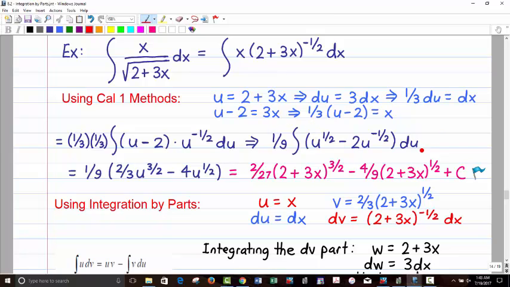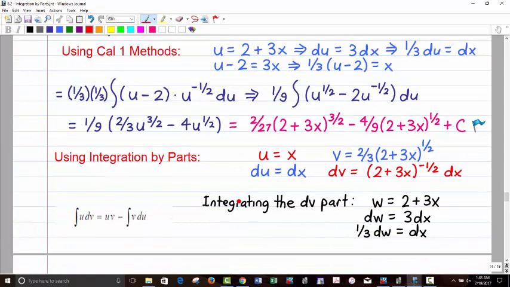And you just do the power rule. So the first one will be 2/3 u to the 3/2. The second one will end up being 4u to the 1/2. So you end up with this answer. And because you have this 1/9 in front, you distribute it through. So there we go. We have this answer.